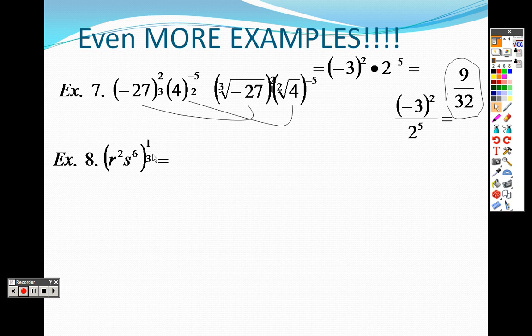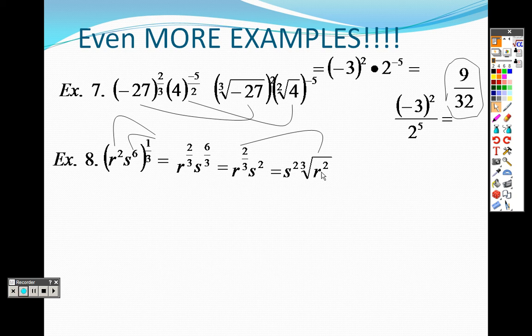So with this problem, I'm going to take that third through to everything. So 2 times a third, that is r to the 2/3. 6 times a third, that's s to the 6/3. Well, 6/3 can simplify to s squared, and we can now rewrite r to the 2/3. I can take this, put the 2 on the outside, and that'll be the cube root of r squared. Remember, this is always your root.